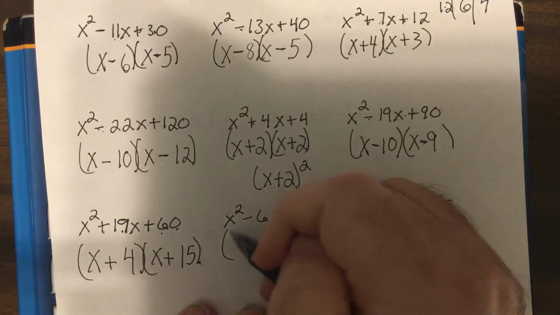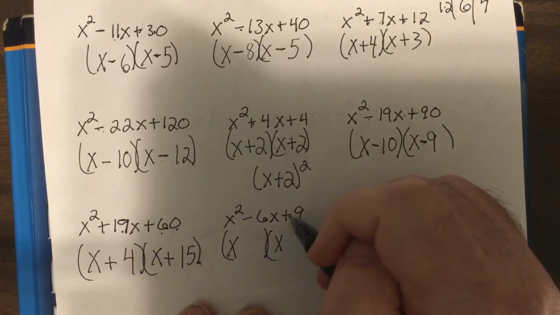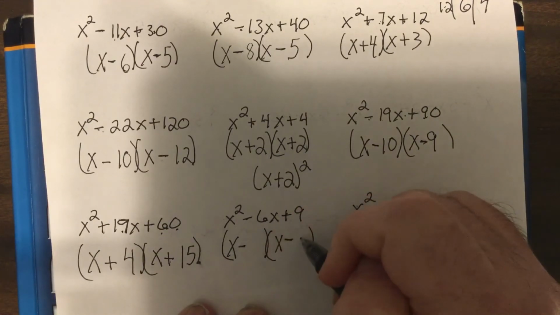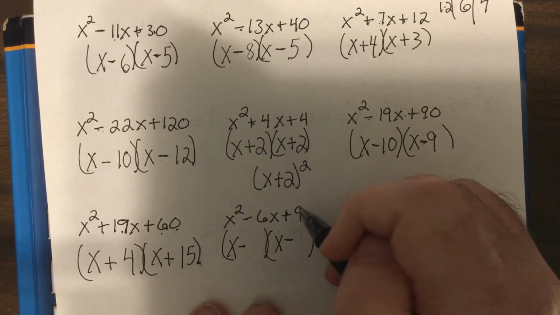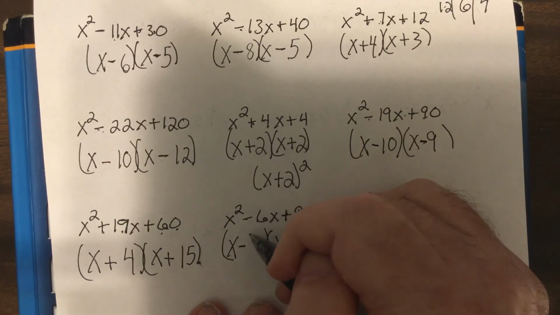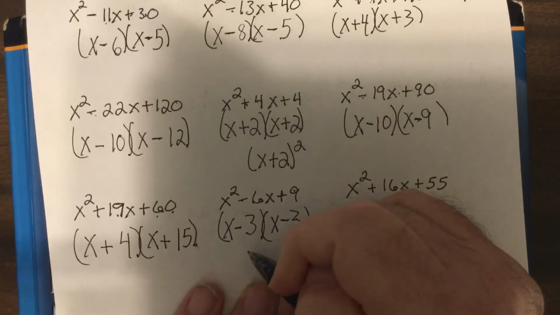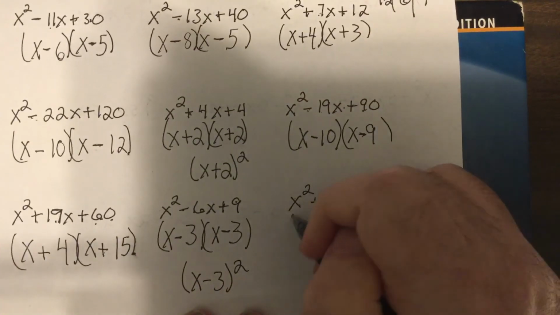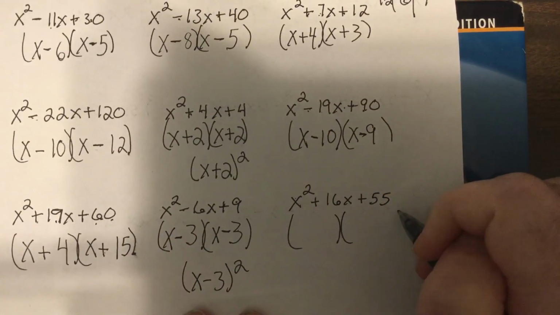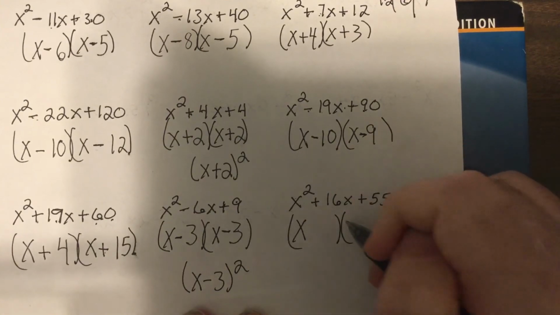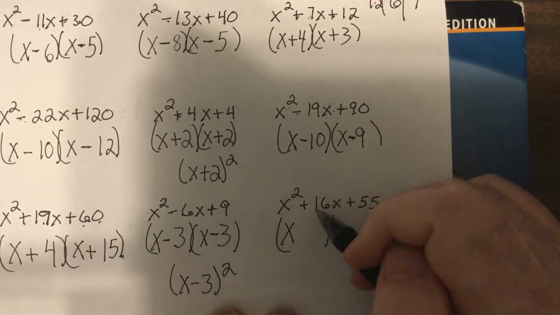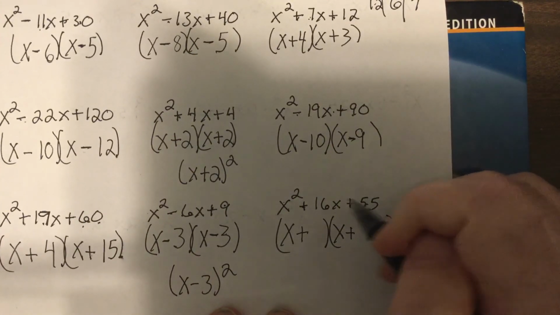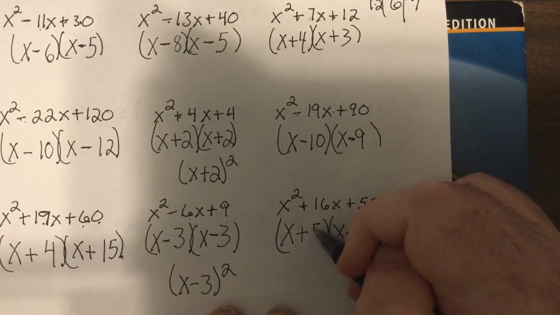Tricky, tricky. X squared is x and x. Last term's plus, so it's the same as the middle, both of them, because two negatives when you multiply give you a positive. And what do you multiply to get 9, but you add to get 6? That's 3 and 3. Uh-oh, same thing twice. It's a square. Then this one, last one of the bunch. X squared is x and x. Last term's plus, so they're both the same as the middle, plus and plus. And the factors of 55 to give you 16 would be 11 and 5.